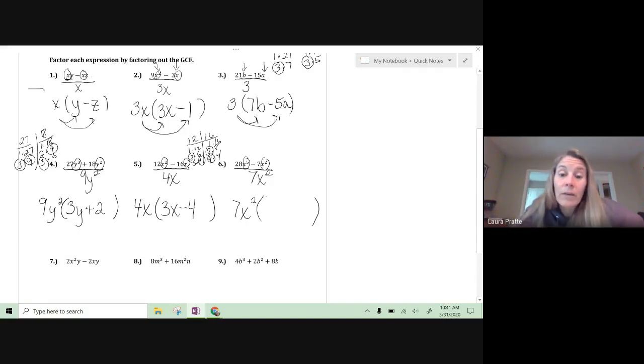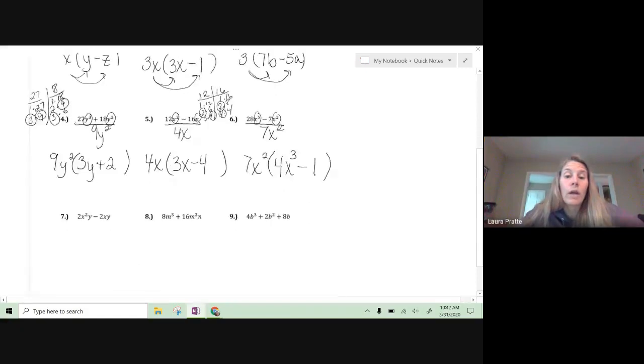Well, 28 divided by 7 is 4. But if you have an x to the 5th divided by x squared, you subtract your exponents and you get x cubed. Negative 7 divided by 7 is negative 1. And x squared divided by x squared, they would cancel out, so you don't have any more x's left there.